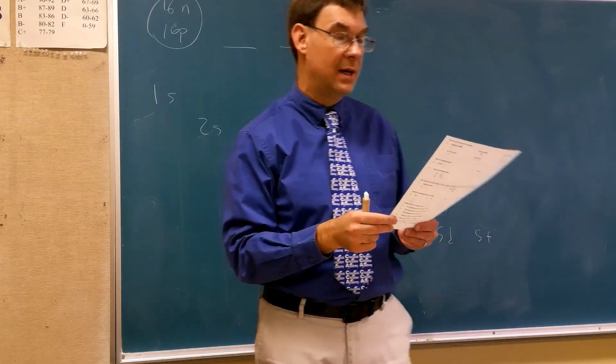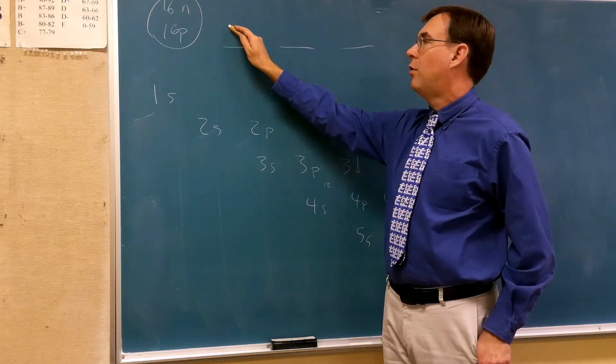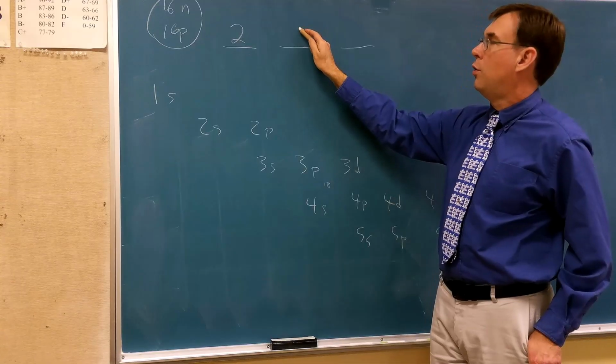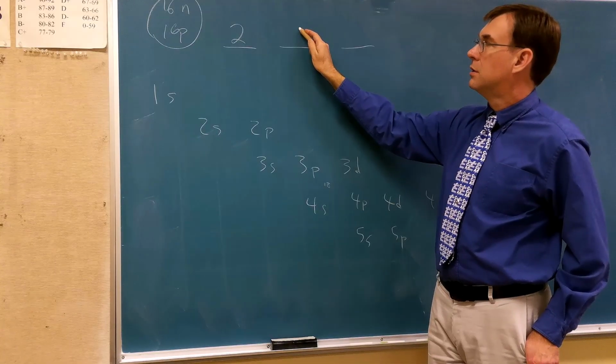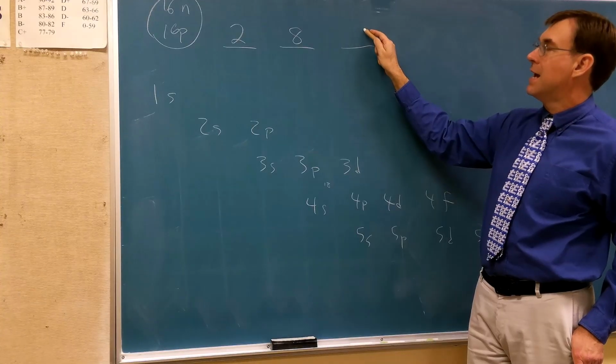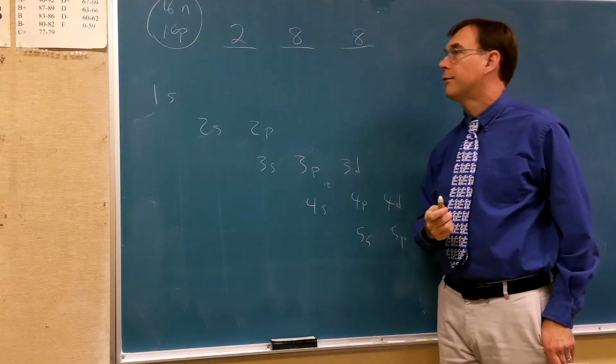So we need an 18 electron count, but we do these in levels. So the first level holds 2. The second level holds 8 more to get to 10. And then if we're trying to get to 18, we need 8 more in level 3.